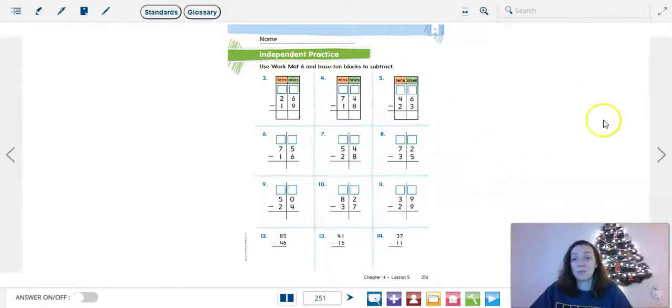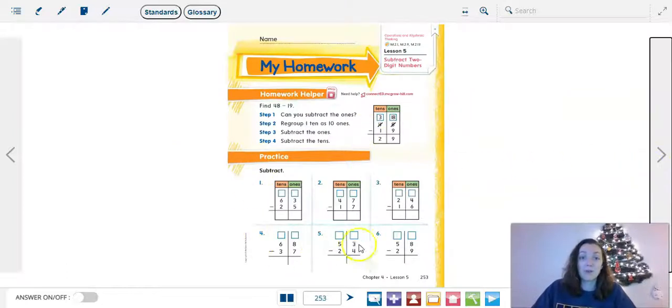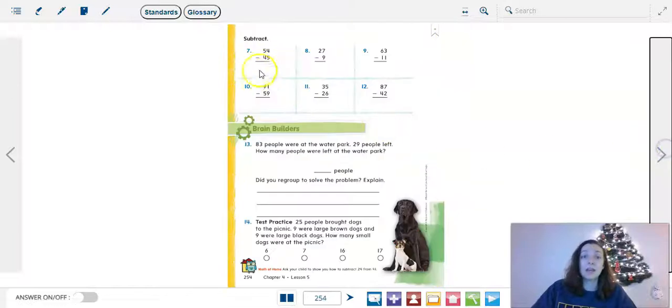Okay, so you'll be doing independent practice. You're going to do some word problems like you normally do, so think about how you would set that up. Remember, you might not always have to regroup. Don't get regroup crazy just because you see two numbers. And then, of course, you have your homework with your example here, doing the same thing with your boxes and lines, then without them, and some brain builders.